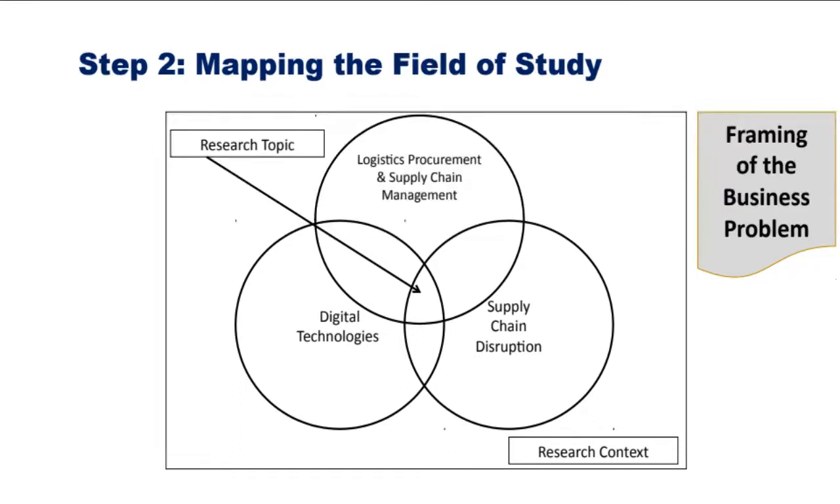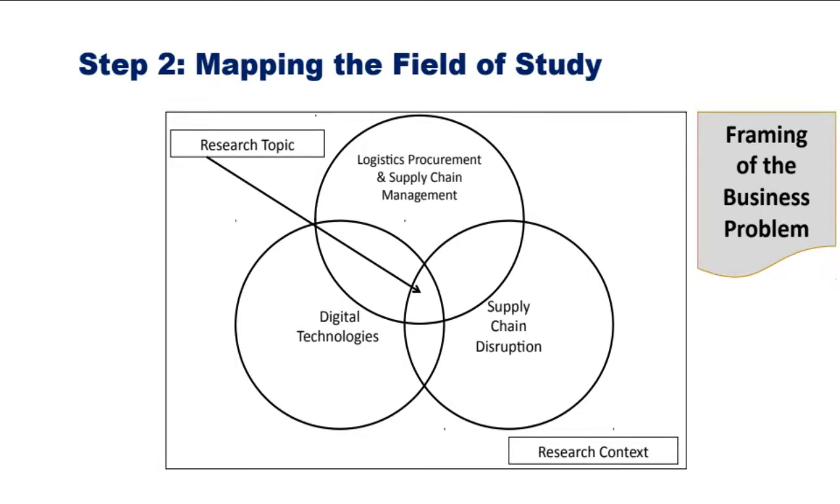For example, if you are looking at the UK retail sector, that would be the research context of your work. Now, please remember that research context is not put inside the circles. That would be a mistake. Research context is always outside, which shows that when you are reviewing the literature, your research is not context specific.